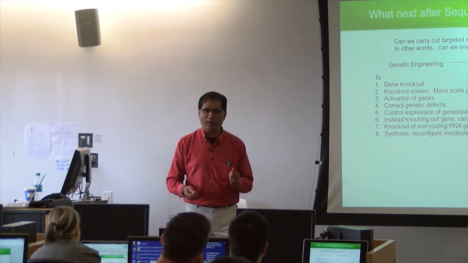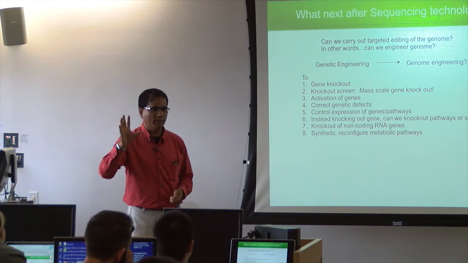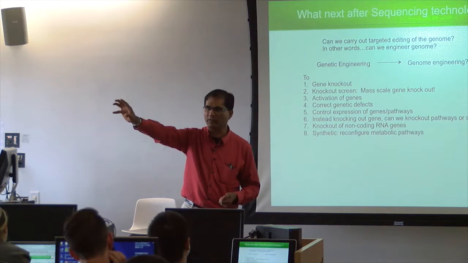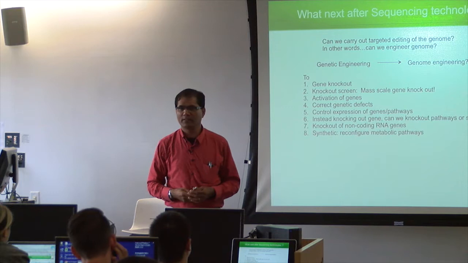You have to somehow take a DNA enzyme which can cut the DNA. It can create a double-stranded break in the DNA. And then take that enzyme to a specific site on the genome and ask it to cut there. Right? When you cut it there, the cell takes care of everything else.